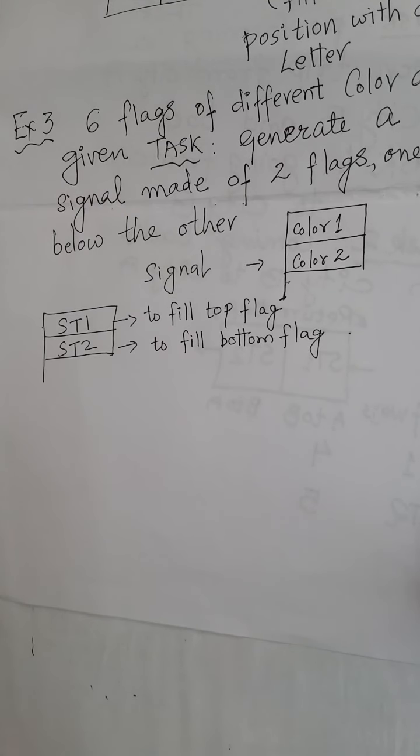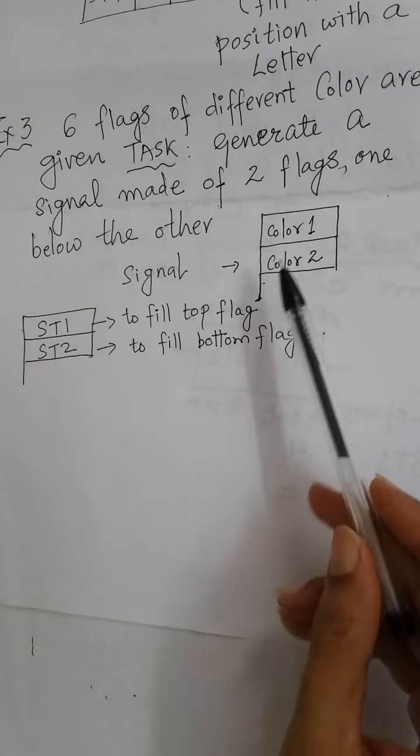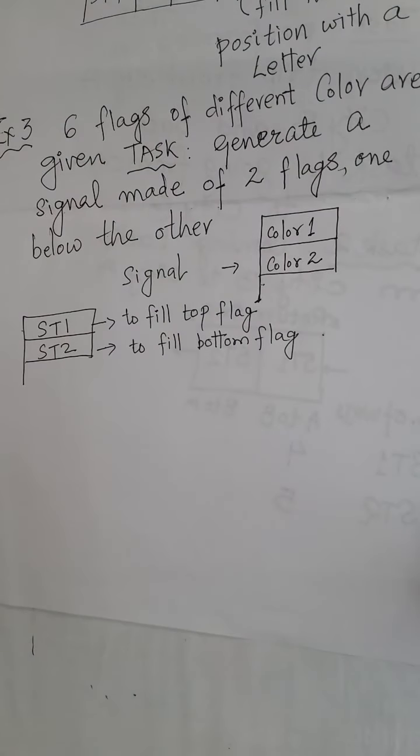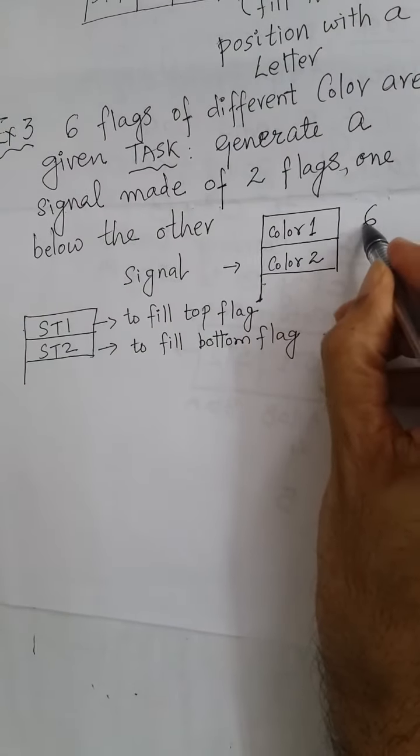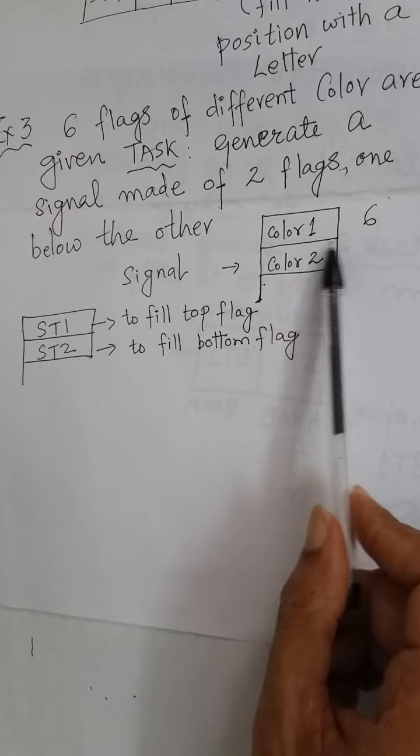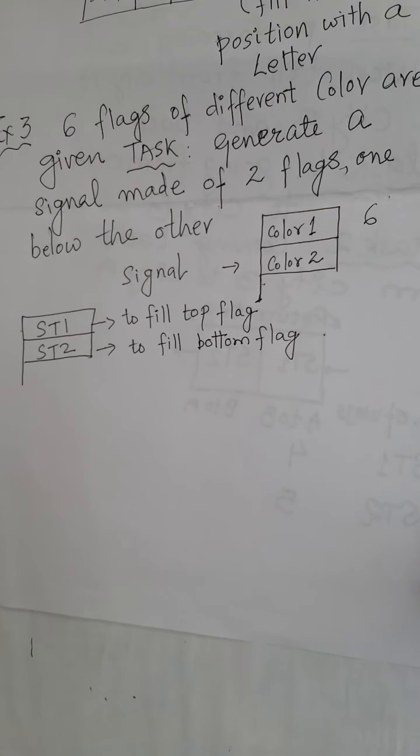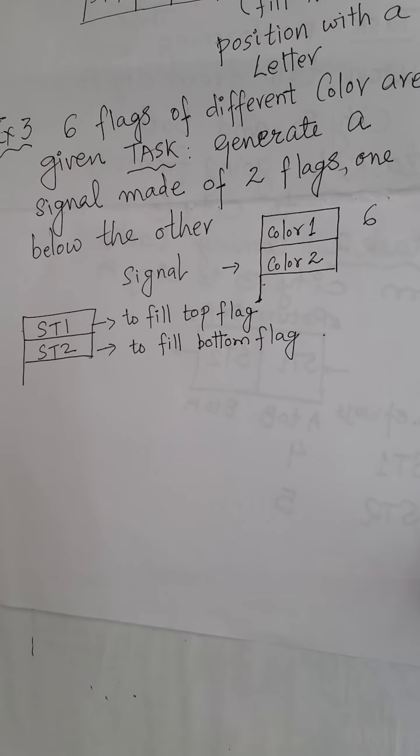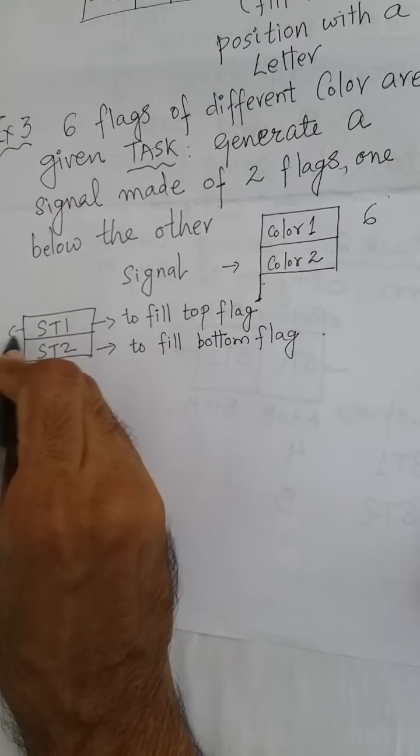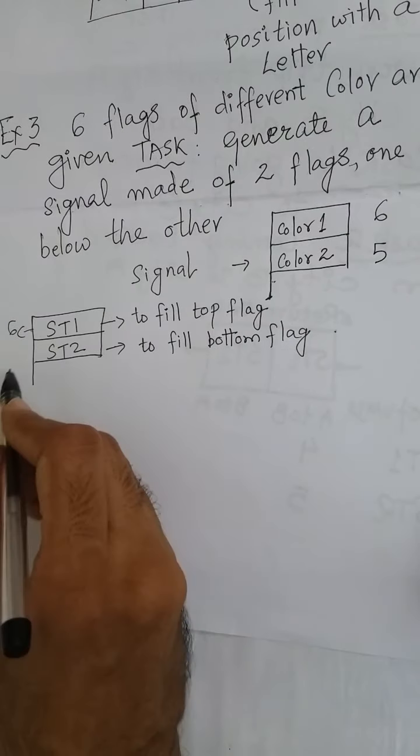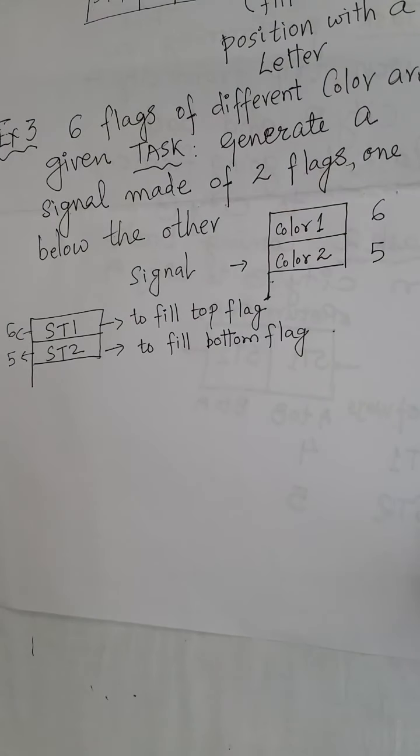Okay. Now suppose I ask you how many ways we can choose a color to fill one flag. The number of colors given to us is how many? 6 ways we can fill. So if we have 6 choices for filling color 1, how many choices are we left with to fill color 2? The second subtask, how many choices are we left with? So here 6 ways we have, and for color 2, 5 ways we have. Here for subtask 2, 5 ways we have.